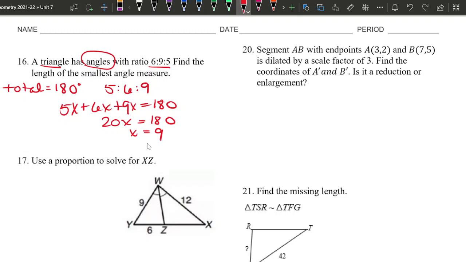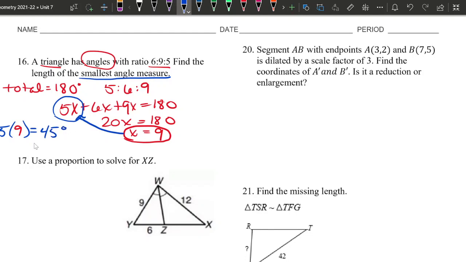So we found out that x is 9, but that's not what the question is asking. The question is asking the length of the smallest angle measure. So in the equation that we created, the smallest angle measure is 5x, because 5 is the smallest number. It's representing the smallest side. So if we take this x is 9 and plug it in for x, then we get 5 times x equals, and we just said that x was 9, so that means 45 degrees. So the smallest angle must be 45 degrees.